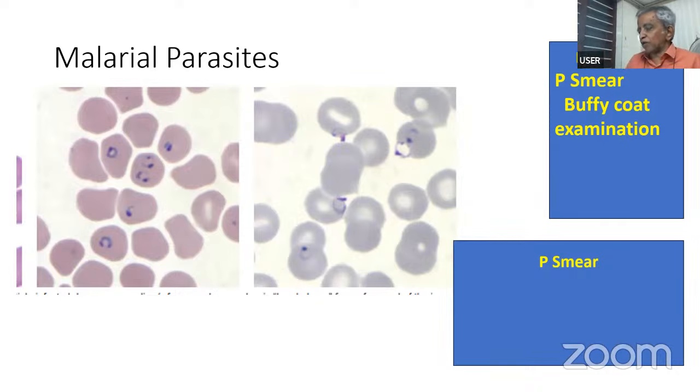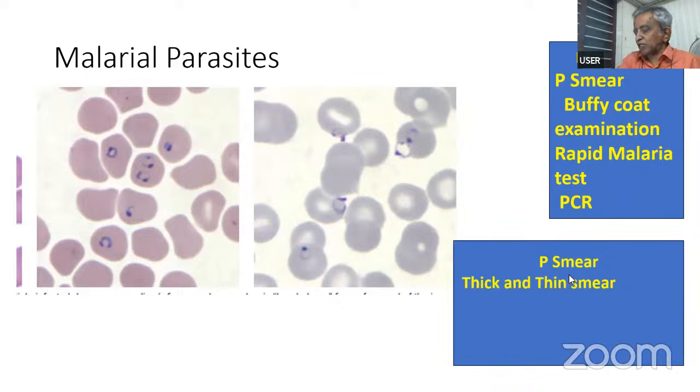You can count the number of fluorescent spots, and it is also said you can identify the species of the malaria parasite. So Buffy coat and modified quantitative Buffy coat examination. Then you have rapid malaria tests and PCR. These are the usual tests we employ. And thick and thin smears have to be done.